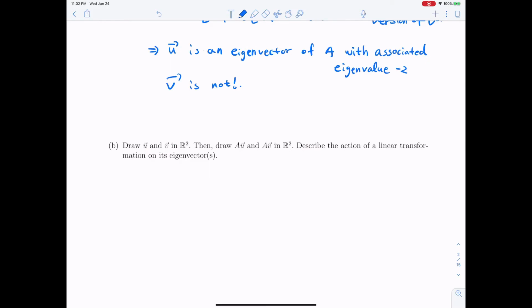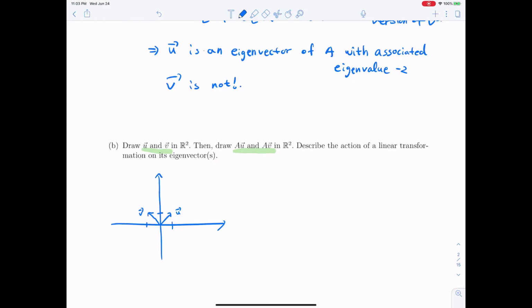So let's look at what the eigenvectors mean in geometry. Let us draw vectors U and V in R2 to see what eigenvectors mean in the language of a linear transformation. So this is R2, and we know that the vector U is at (1, 1), so U is over here, and V is given by (-1, 1), which is located over here.